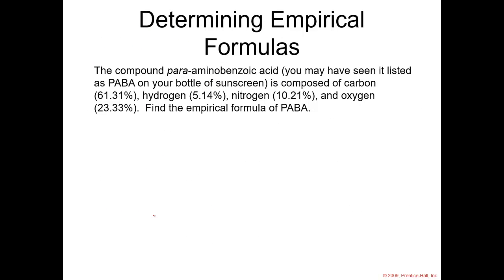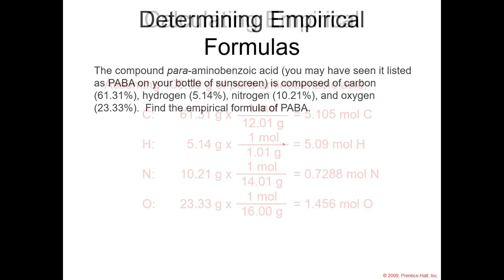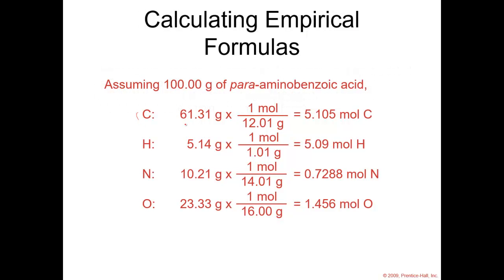Okay, so one of the common types of questions on the test is determining an empirical formula. And so what you're looking for, for each of your elements, is to figure out the ratio of moles, because the subscripts in the formula are the ratio of moles. So the way you would do that is take your grams and figure out how many moles of each substance you have.